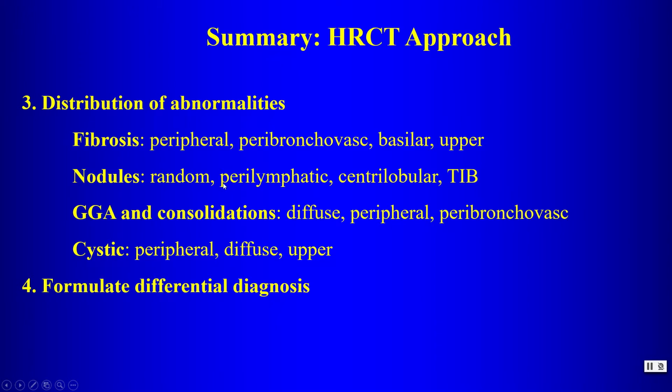Do we have ground glass attenuation or consolidations? What is the distribution? Is it diffuse, peripheral, peribronchovascular? And do we have cystic lung disease? Again, the distribution can be helpful. Is it peripheral, diffuse, or upper lung in distribution? And then putting all of that information together, you can then formulate a differential diagnosis.